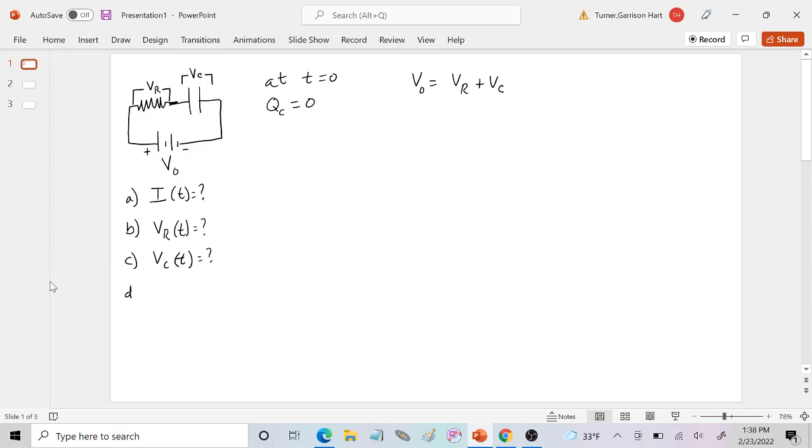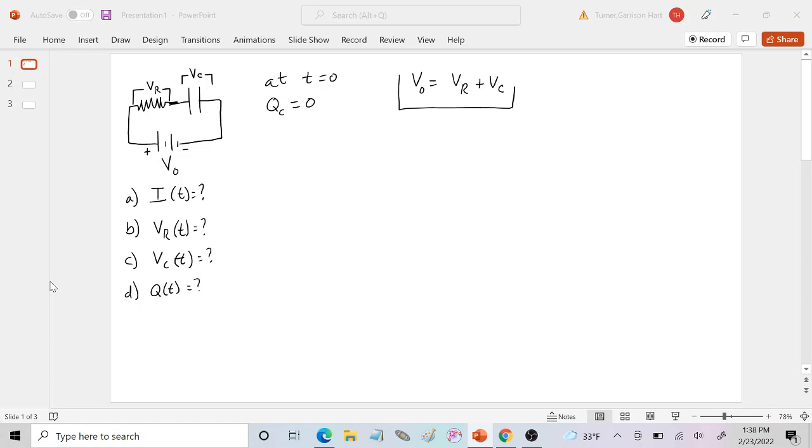And we can also ask, if we want to, what is the charge on the capacitor going to be as a function of time? Okay? And it all starts with this equation, with the loop rule.